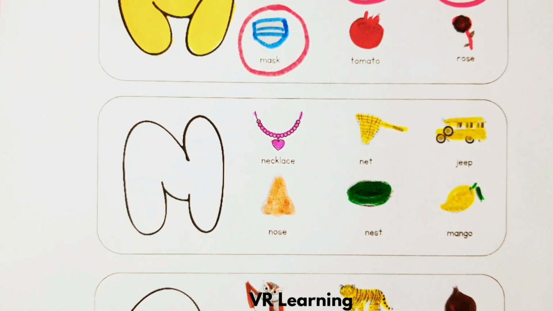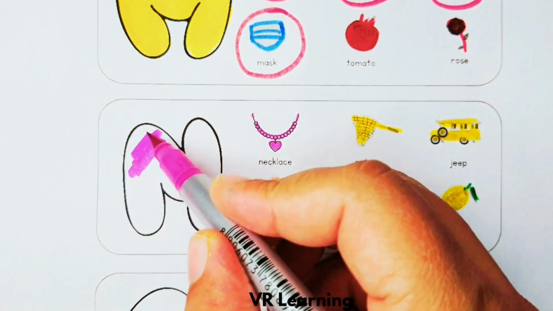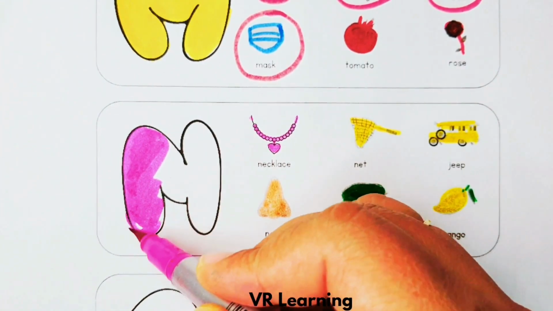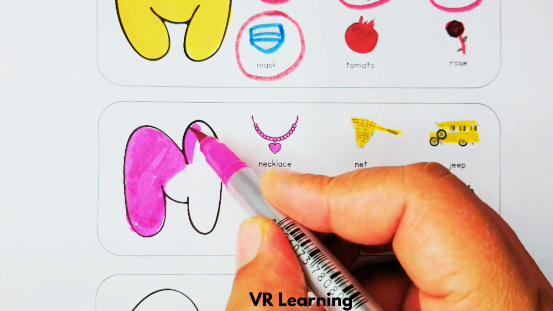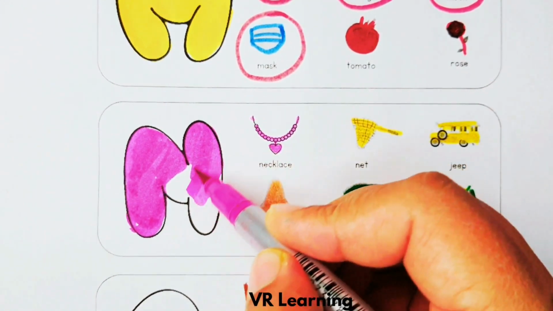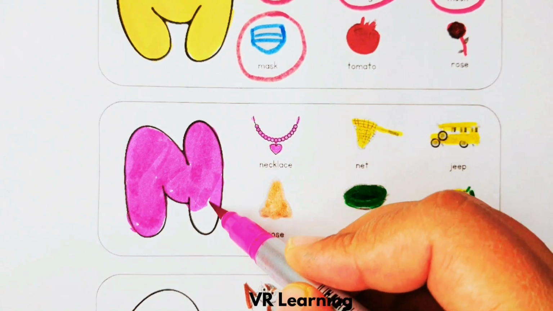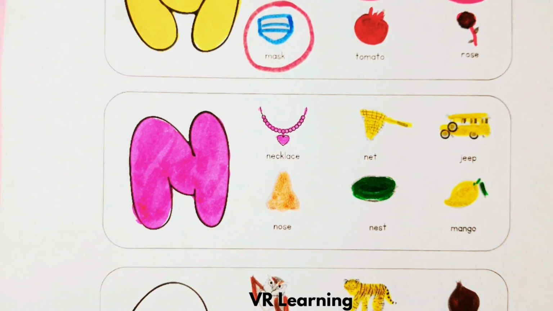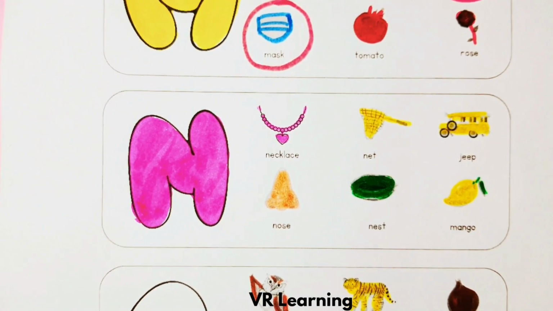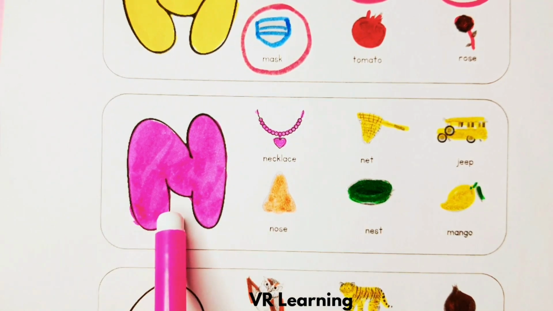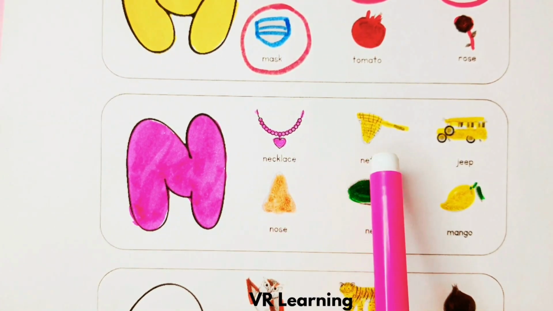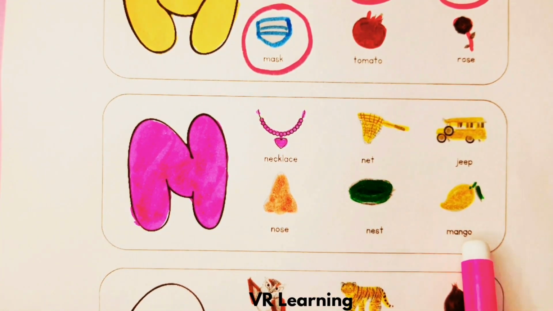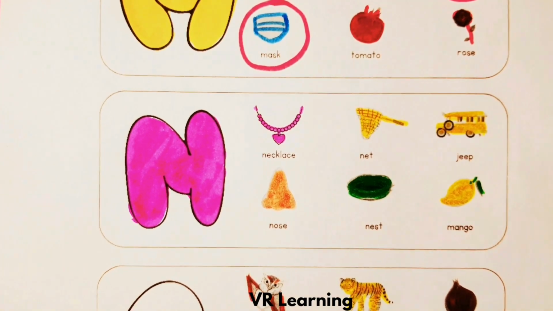This is letter N. Let's color the letter N. This is letter N. Necklace, net, jeep, nose, nest, mango. Let's circle the letter N objects.